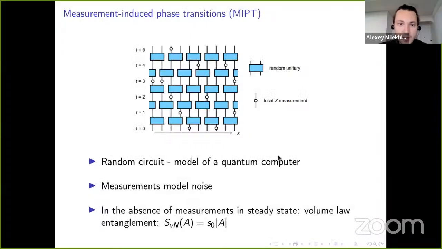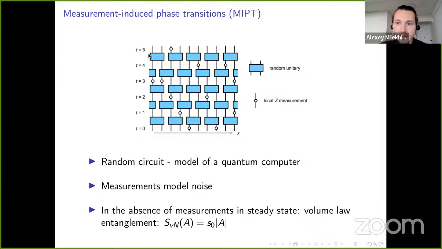One-dimensional layer of qubits. So this is the x direction. And I study the dynamics when I couple the two qubits together with some random unitary. People call this geometry brickwork geometry. So I couple pairs, and on the next layer, I couple the other pair, and so on.